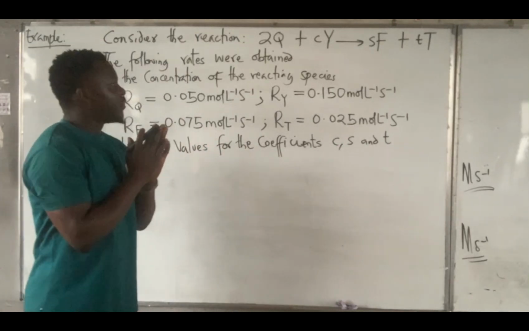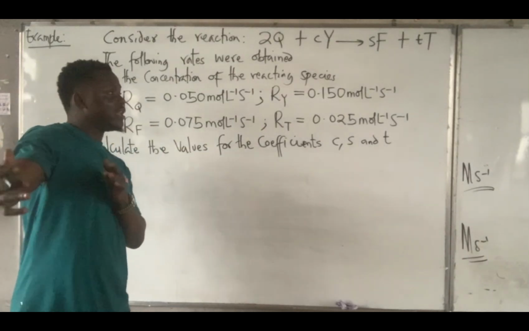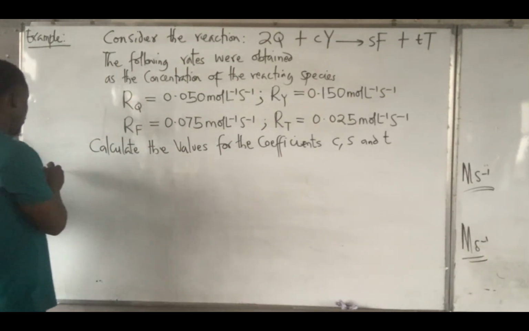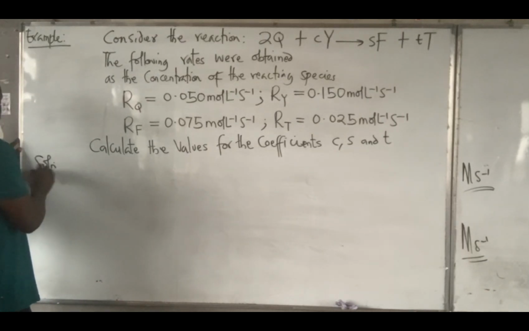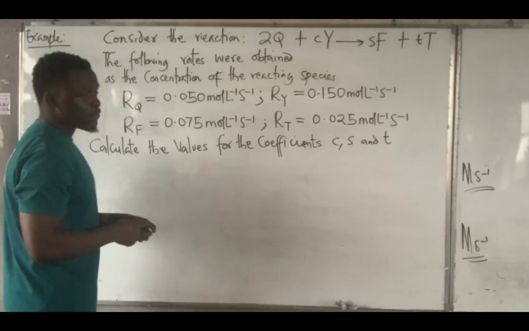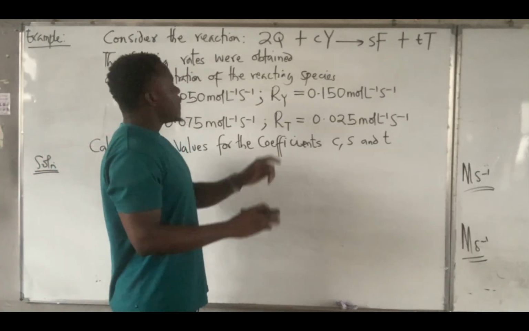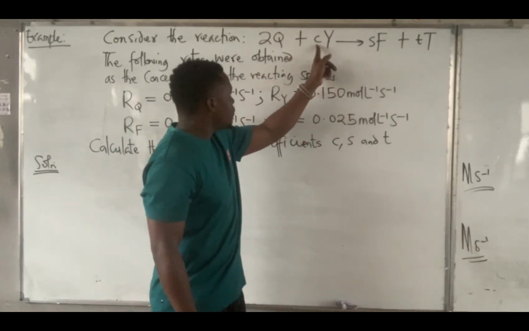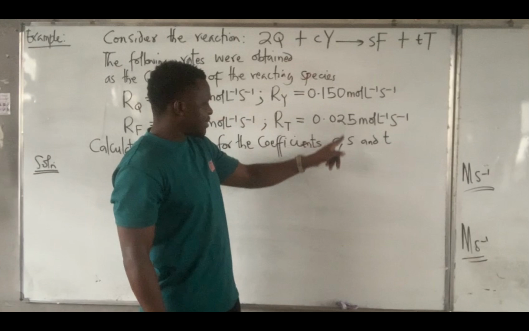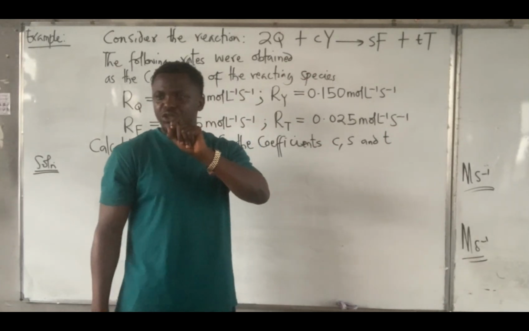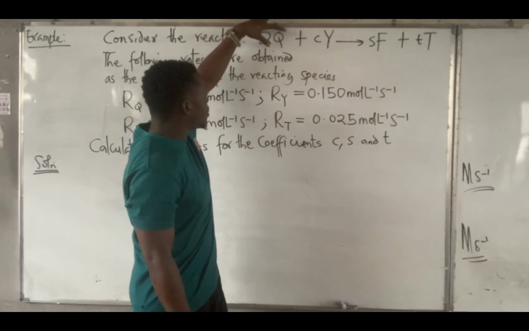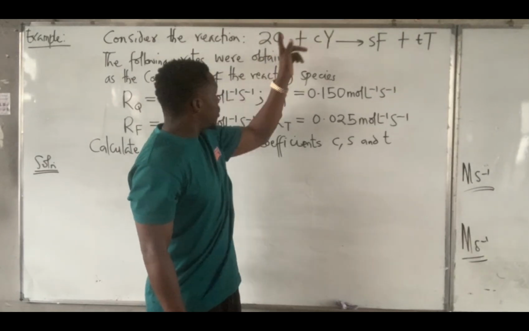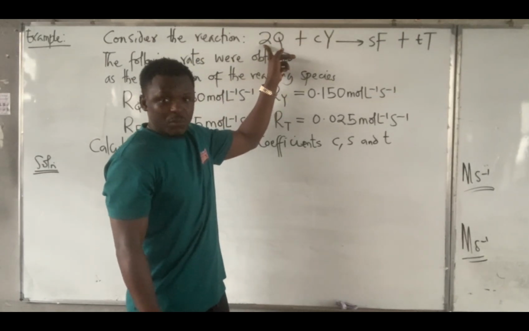There are various ways to solve this. You can do it in a longer method, or you can use a shorter method. So I'll go with the shorter method. Solution, please look up. We have three unknowns, C, S, and T, which they are asking us to find. You're going to equate or compare the rates together, because you know the coefficient of this one.